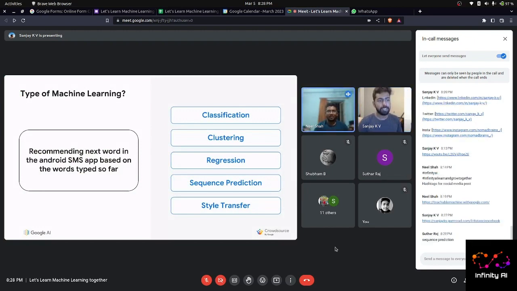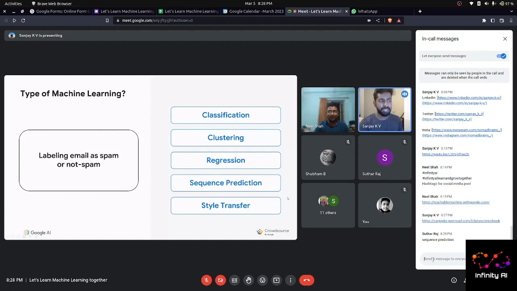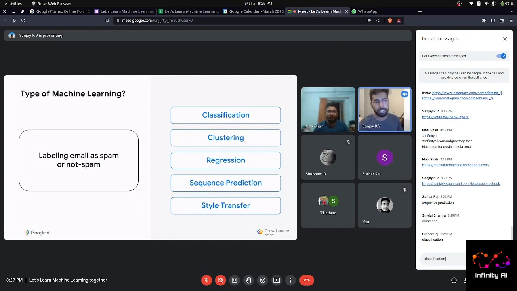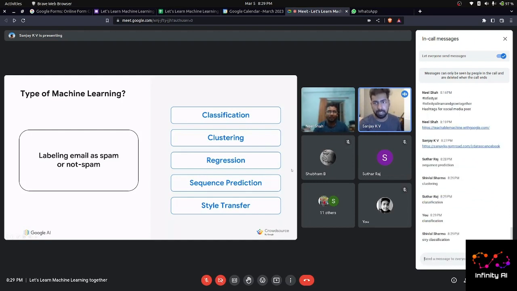Maybe sequence prediction. Of course, sequence prediction, because there is a particular given sequence, and the next word is being predicted. Labeling email as spam or not spam. It's basically like yes or no. Like I showed you the Pepsi can over here, asking whether it's a Pepsi or not. So it comes under classification because it just deals with a yes or no output.